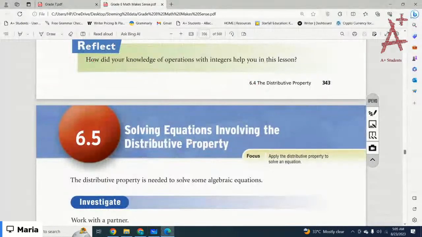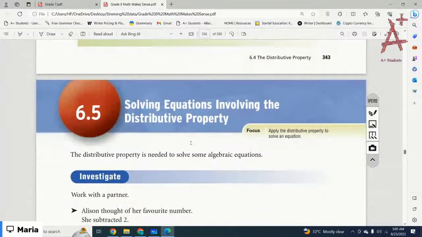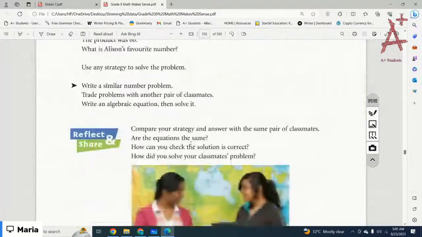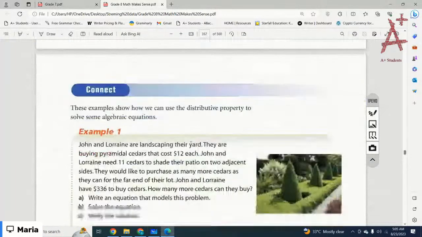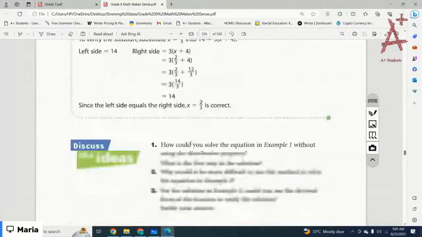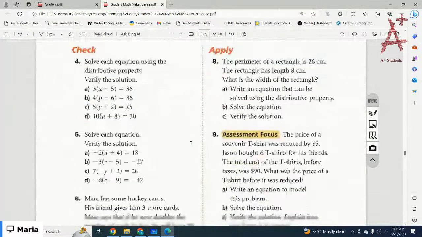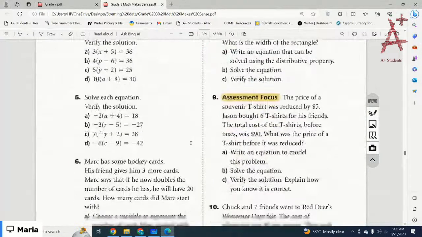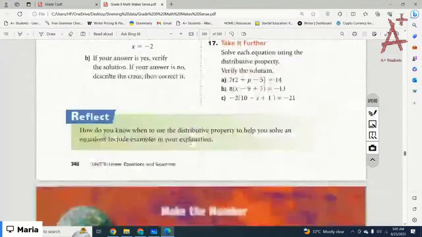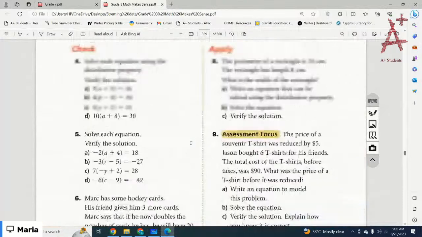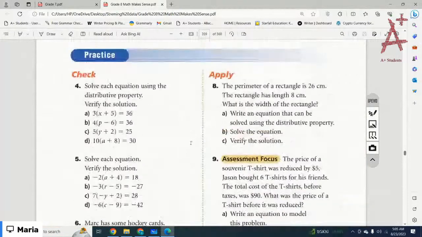Here I'm on chapter lesson 6.5, solving equations involving the distributive property. Let's start with the practice questions, question number 4. Solve each equation using the distributive property. Verify the solution.